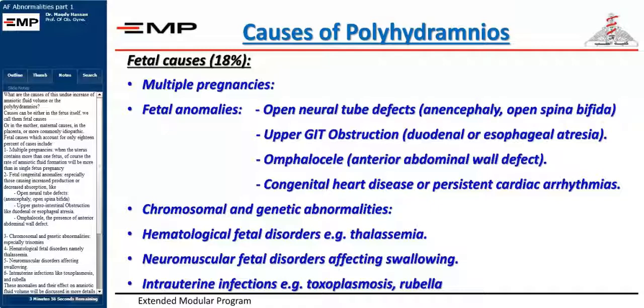4. Hematological fetal disorders, namely thalassemia. 5. Neuromuscular disorders affecting swallowing. 6. Intrauterine infections like toxoplasmosis and rubella. These anomalies and their effect on amniotic fluid volume will be discussed in more detail in the face-to-face session.